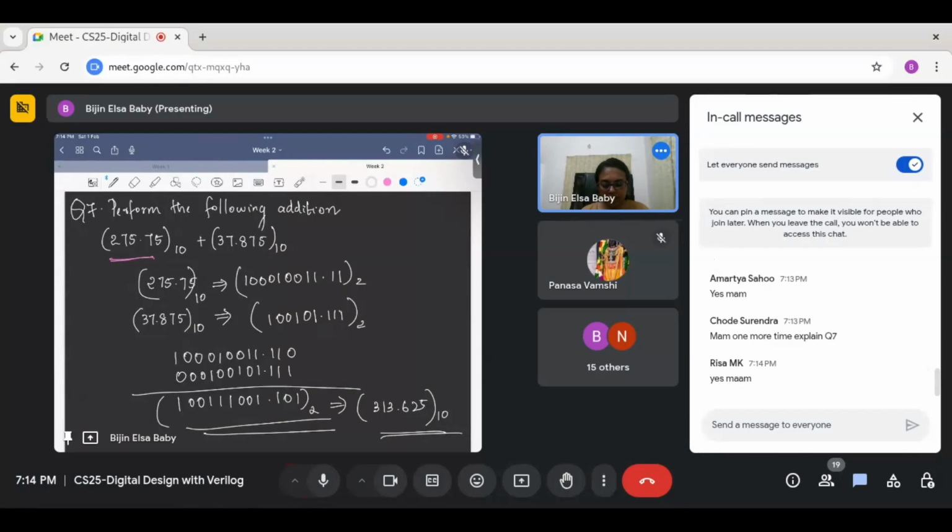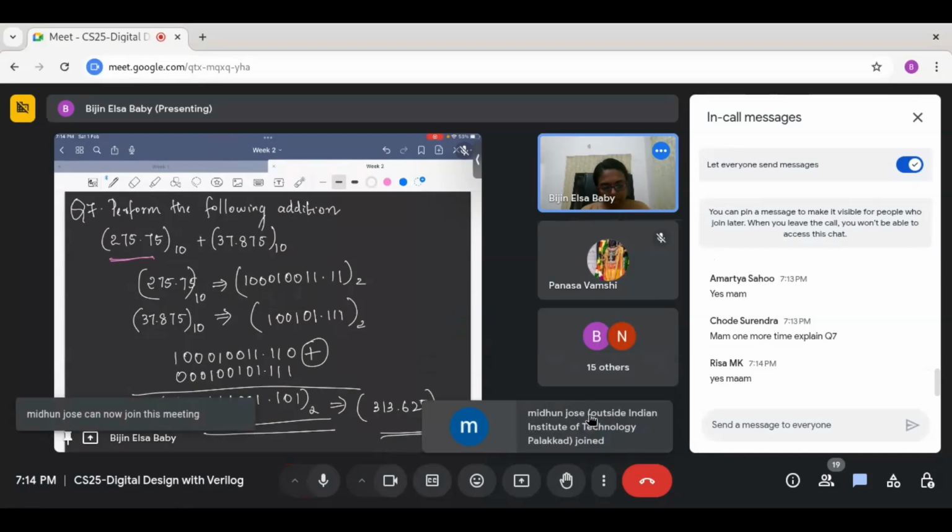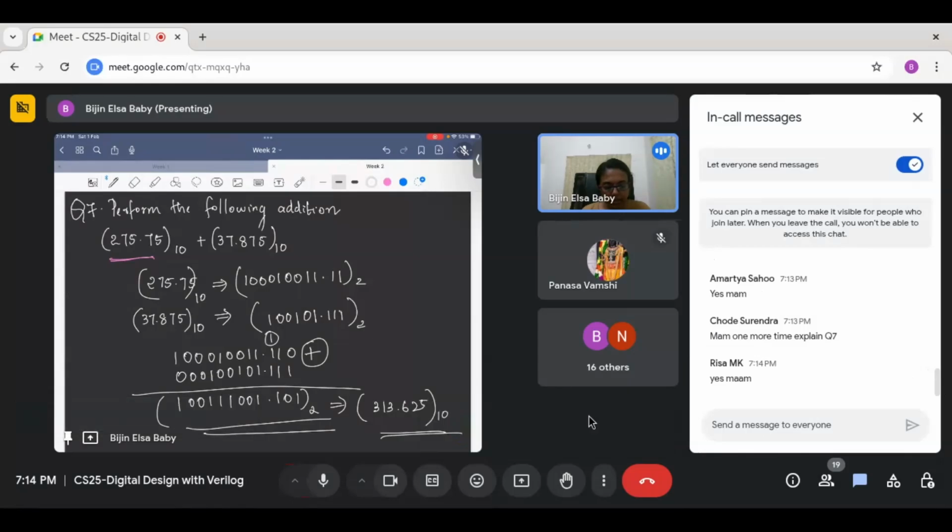Here, the decimal values given are 275.75 and 37.875. First, you have to find out the binary equivalent of the decimal values. Okay. After that, this will be the binary equivalent of this value. So this has only 6 bits. The rest of the bits you can fill with 0. Then do the addition. 0 plus 1, that will be 1. 1 plus 1, 0. Here there will be a carry. Then 1 plus 1, 0. Plus 1. The carry you need to add.